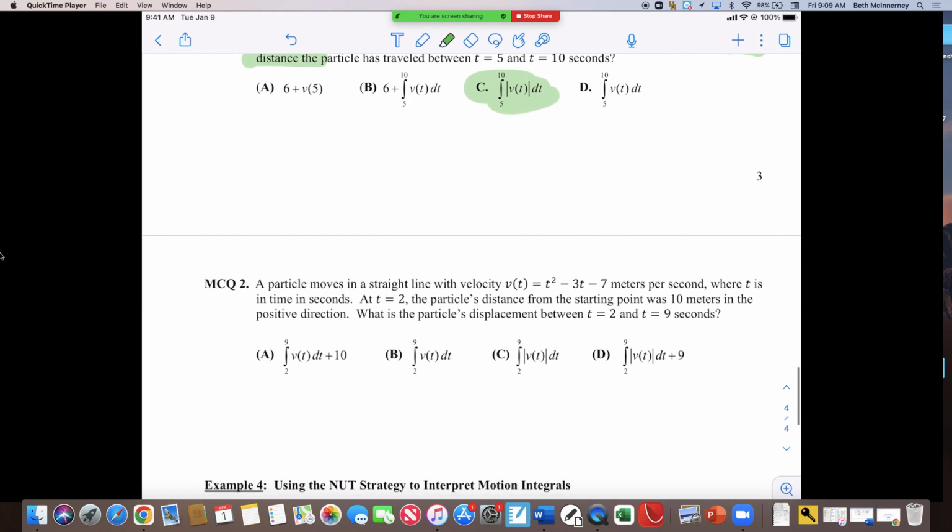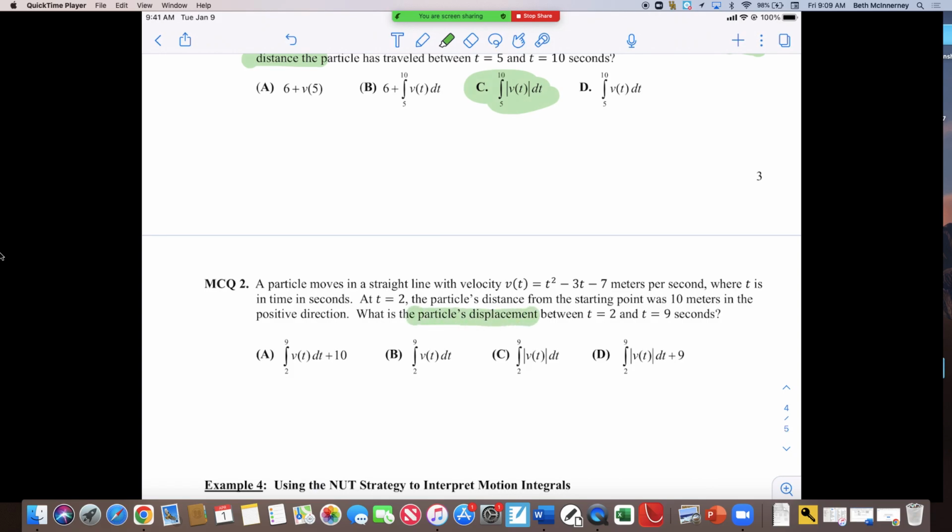All right, number 2. A particle moves in a straight line with velocity v of t equals t squared minus 3t minus 7 meters per second, where t is time in seconds. At time t equals 2, the particle's distance from the starting point was 10 meters in the positive direction. What is the particle's displacement?